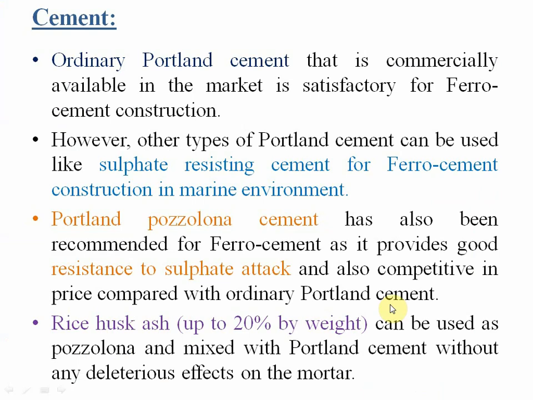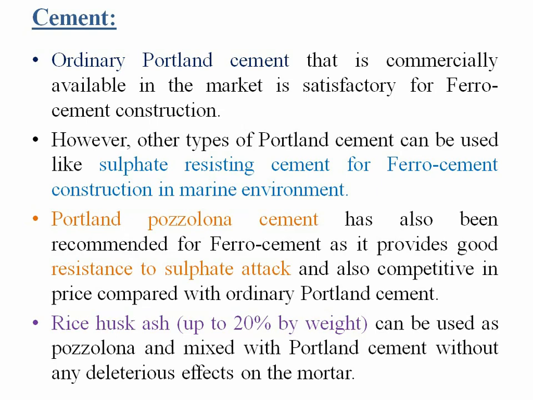as it provides good resistance to sulfate attack and is also competitive in price compared with ordinary Portland cement. You can also go for rice husk, but it should be used up to 20% by weight of the cement.